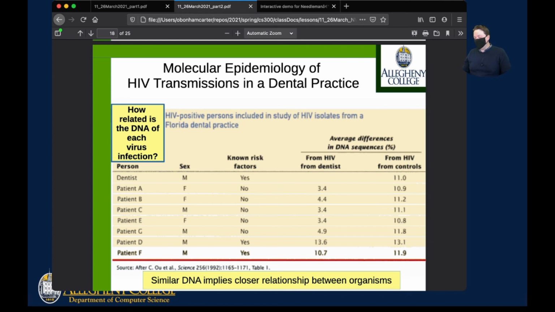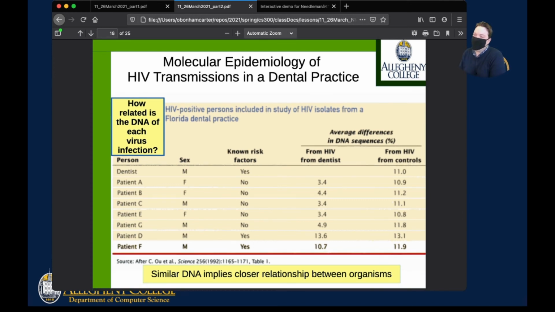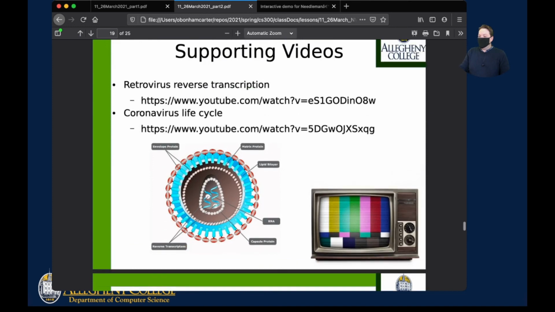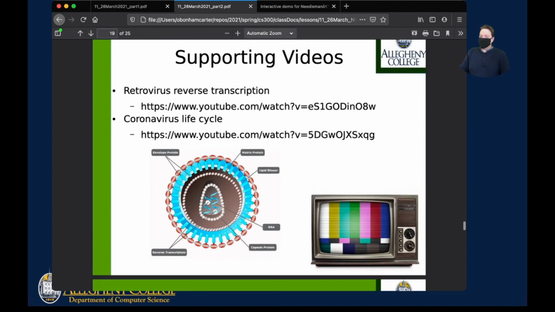And so really what this is telling us is that you can look at DNA and determine, for instance, where a virus perhaps came from. And here, they found that these patients actually got their virus from this Florida dental practice, just because it has similar DNA.